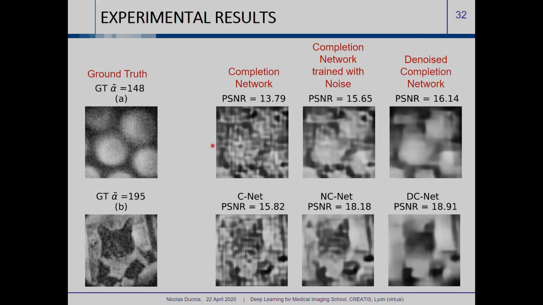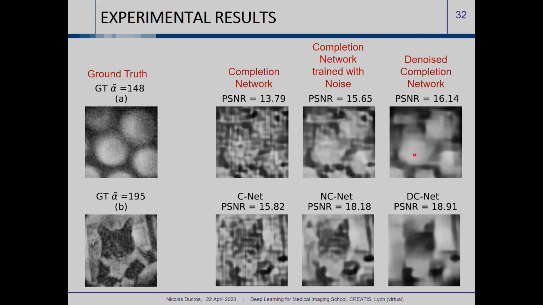So you will recognize these images. Here we have the ground truth acquired in low noise conditions with a lot of light patterns, a lot of measurements. This is the image reconstructed by the completion network here. Here is the image reconstructed by the completion network that was trained with noise. Because the previous completion network was trained without noise, you can see clear improvement when you train it with noise. And this is the denoised completion network that was trained with noise.